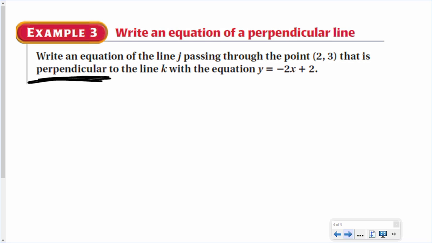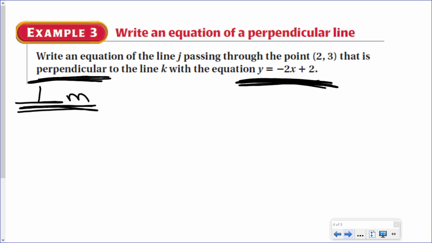So to start the problem, we're going to find the perpendicular slope to the equation y equals 2x plus 2, but it's got to go through the point (2, 3). So let's find our perpendicular slope to start off with. Well, the original equation is right here, and our slope is -2. We've learned that a perpendicular slope is the opposite reciprocal. So not only do you need to change the sign, but you have to flip it upside down. So 1/2 would be your perpendicular slope.